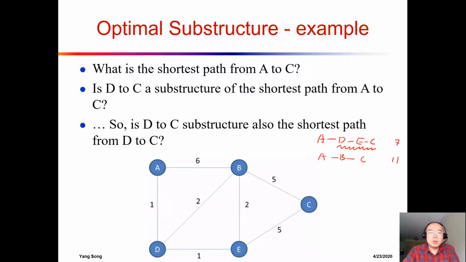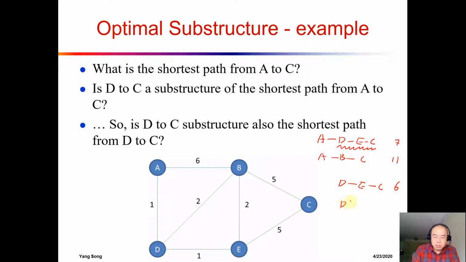As we have known, since we have the optimal substructure, this means the D-E-C substructure should also be the optimal shortest path from D to C. Is that true? Take a look. By eyeballing, from D to E to C, the total cost is 6. Can we find something even shorter than that?